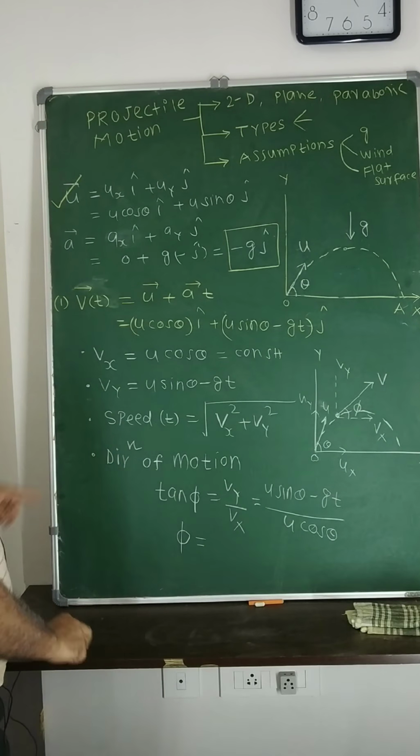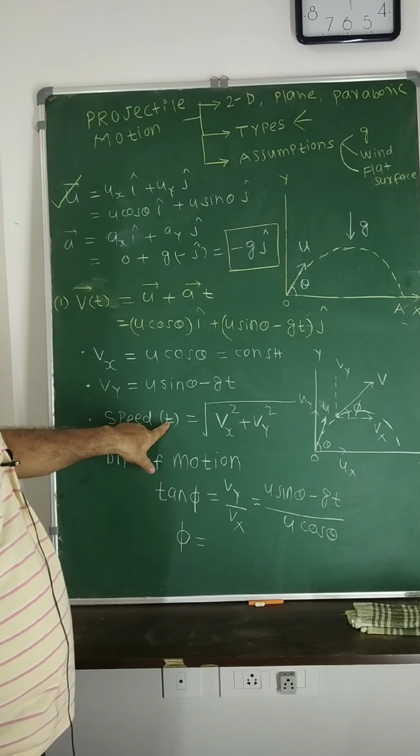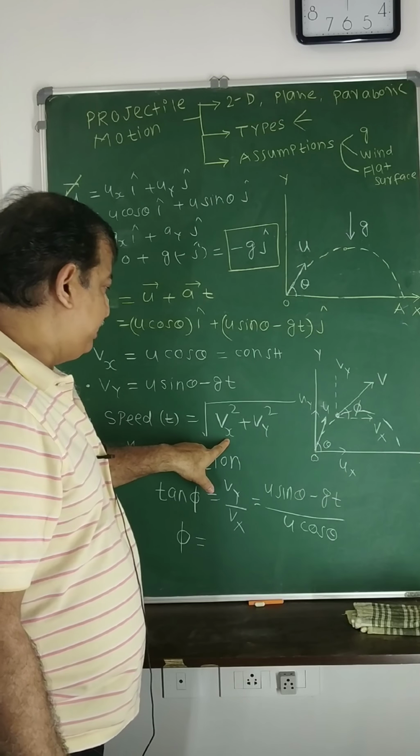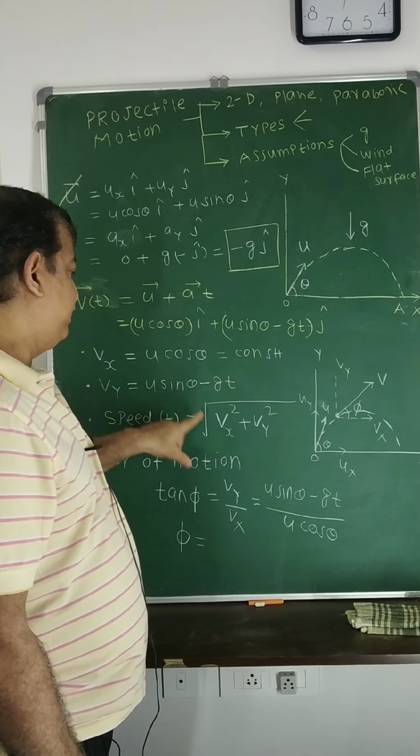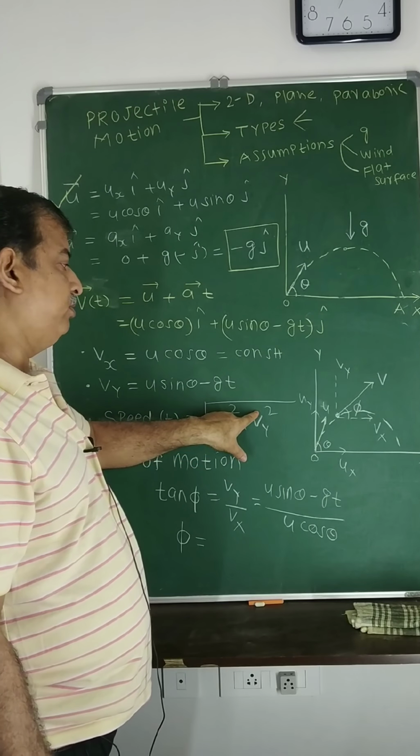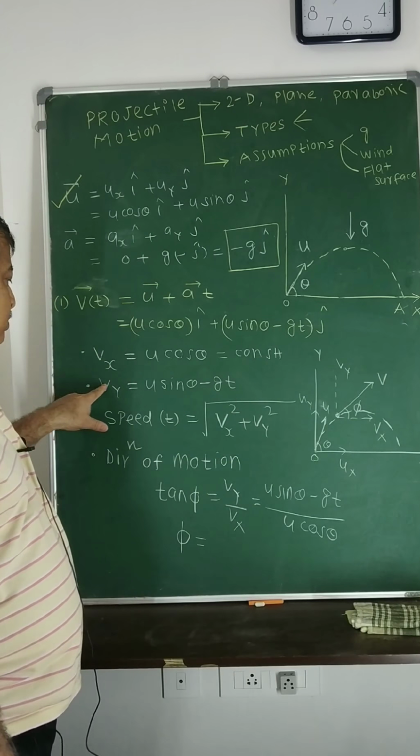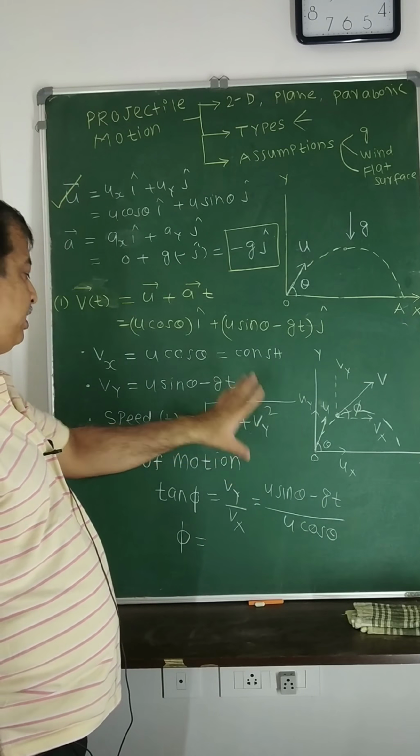Somebody might be interested: what is the speed at a time t? Now once I know the velocity, speed is nothing but the magnitude of the velocity, it is nothing but root under vx square plus vy square. This is known, so speed at that particular time can be calculated.